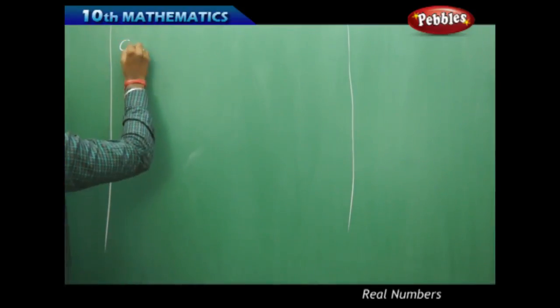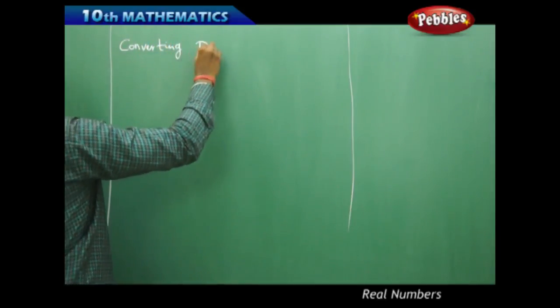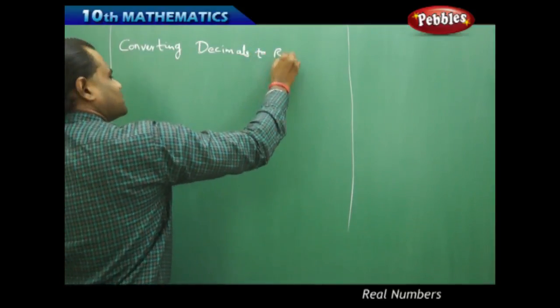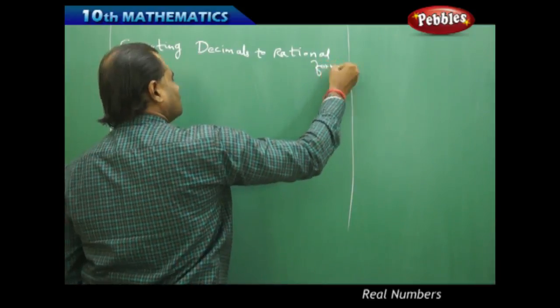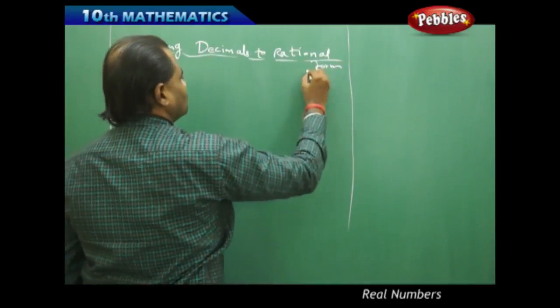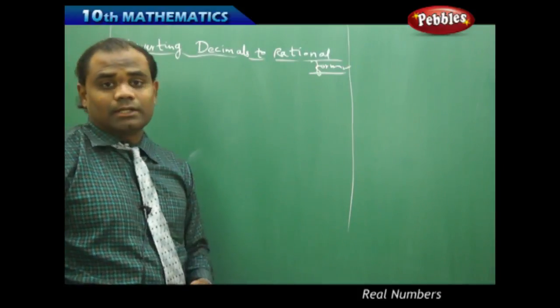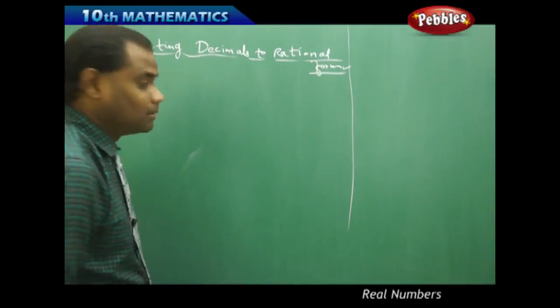So, converting decimals to rational form. Let's take an example problem and see how a decimal number can be converted to its respective rational form, a rational number.